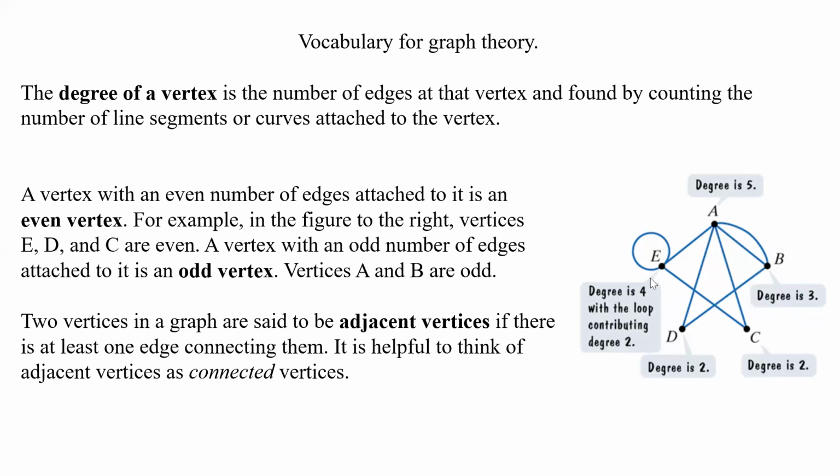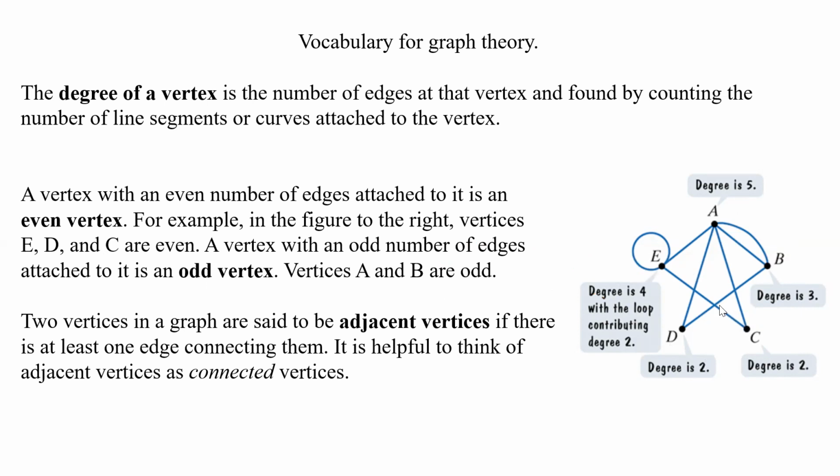Now notice the loop contributes two to your degree because you have one coming in and one leaving. So you have two for that loop there. Okay. So to the right, which ones are even? We have a degree of four, which is even, and a degree of two, and here's a degree of two, and it's even. Now the odd ones are three and five. So we have even vertices and odd vertices. A and B are the odd vertices, and E, D, and C are the even vertices.